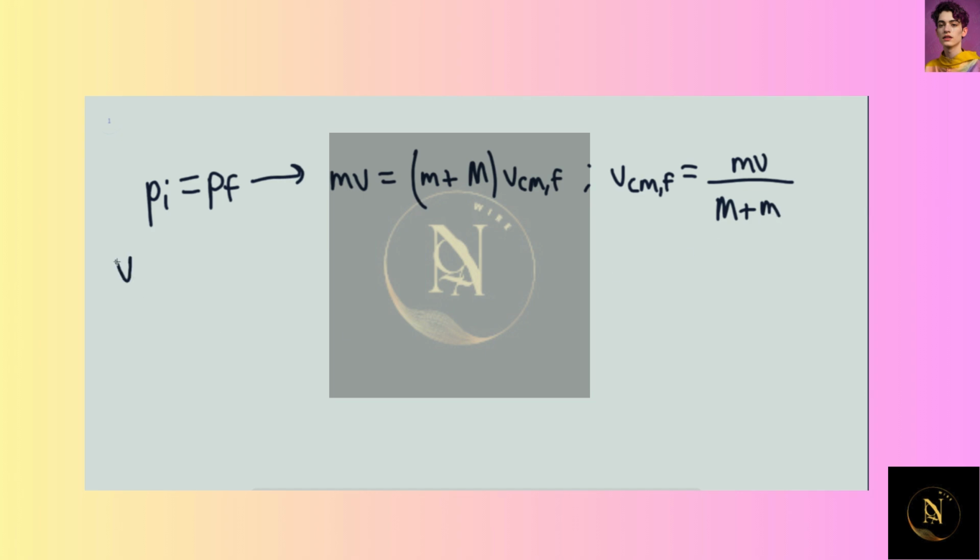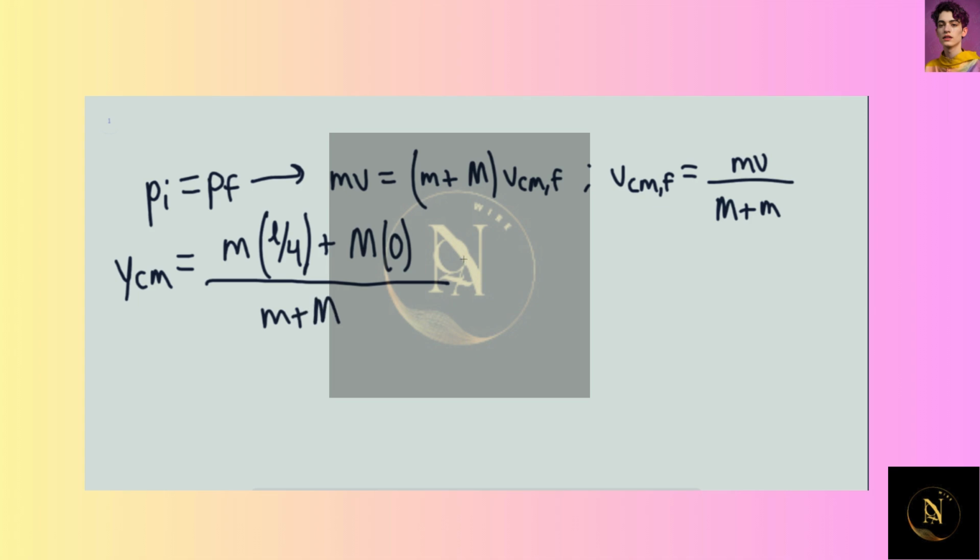And we can say that the y position of the center of mass, we can find this. This would be the mass of the clay ball multiplied by L over 4 plus the mass of the thin rod times 0 divided by, again, the sum of the masses. And so this would be equaling mL over 4 times M plus m.